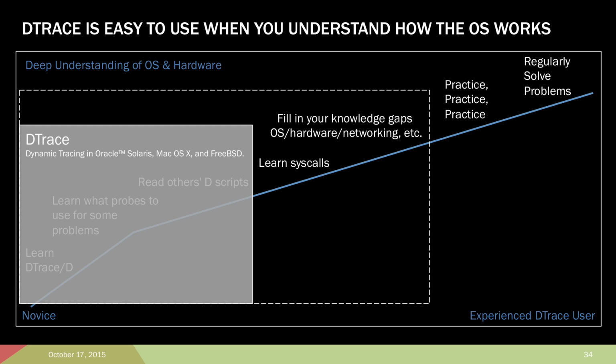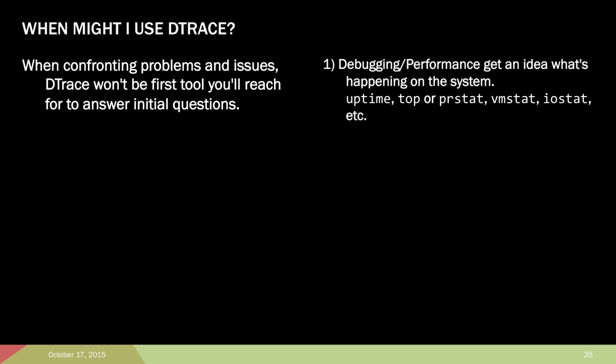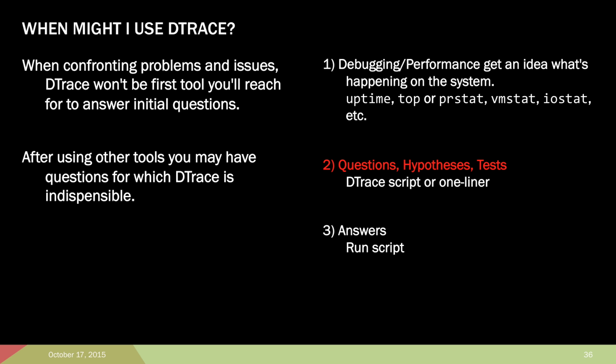Chapters 4 through 10, which we're not going to cover in this video, have diagrams that will give you an idea of how the operating system works, but these shouldn't be the only ones you look at. DTrace isn't the first tool to reach for when debugging a problem. You'll instead start with prstat or top or vmstat or some other tool, and after using those tools, you'll have one or more questions that you want answered, and this is where DTrace is invaluable.